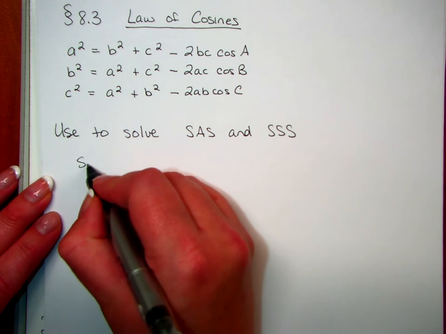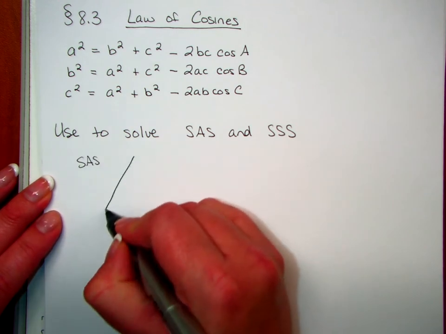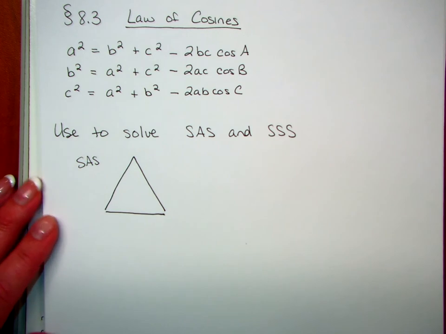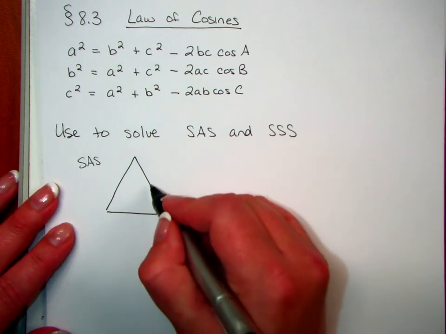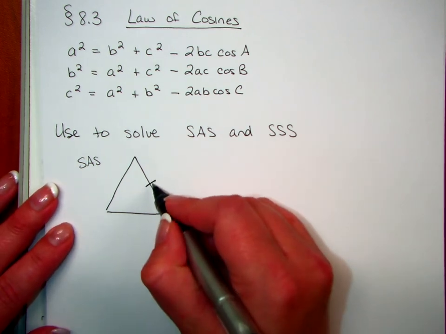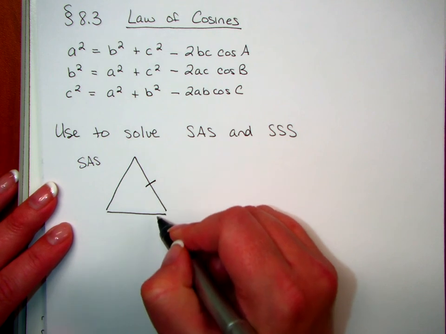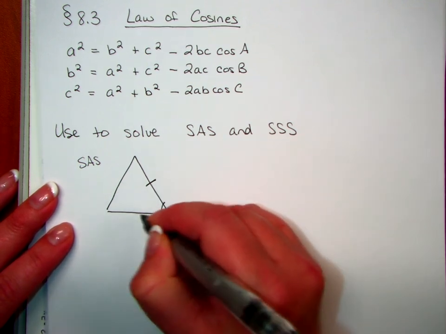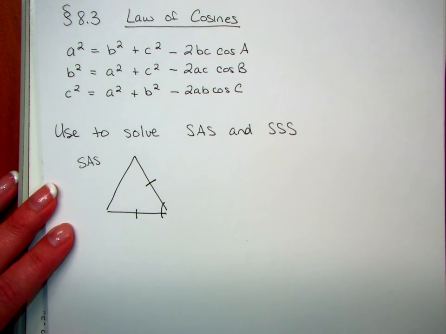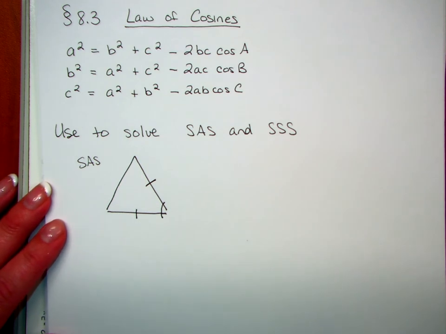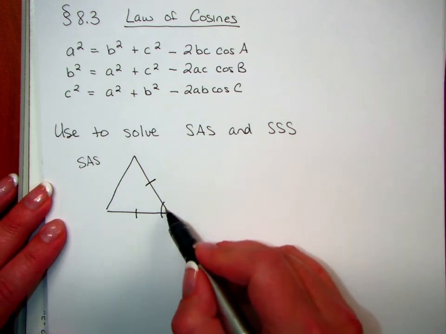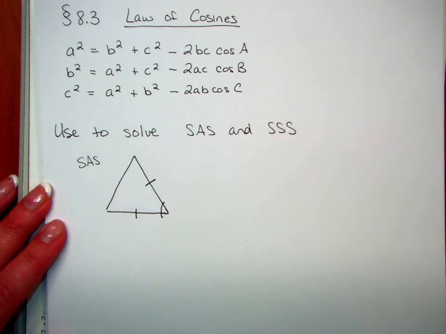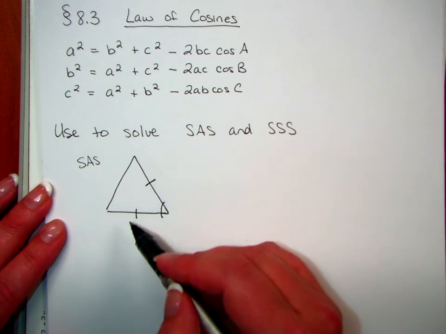So first, side angle side. I'm just going to draw a random triangle here. If we know this side, and then traveling clockwise, we're going to know the next immediate angle and the next immediate side. So in a side angle side triangle, the angle we know is always in between the two sides that we know. So they're really easy to spot.